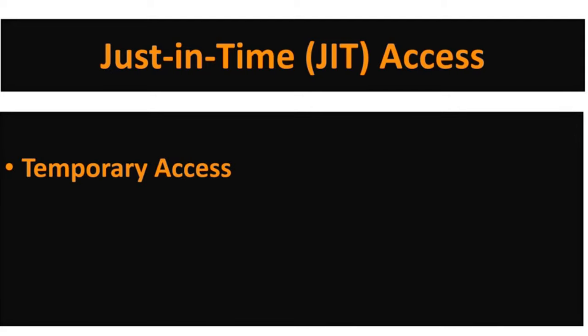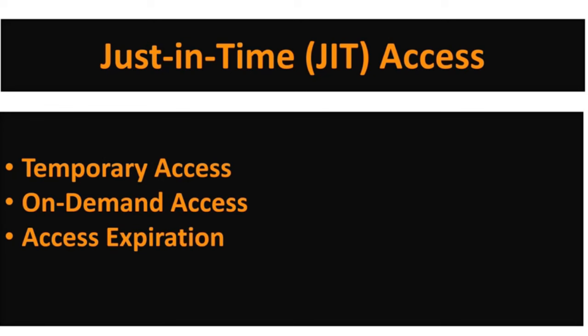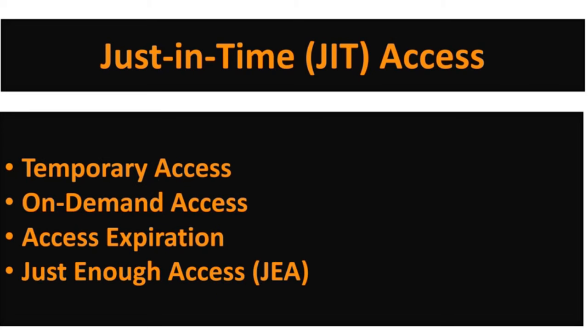Let's see some of the key features of just-in-time access. First one is, like I mentioned, temporary access. Access is granted only for a specific period or session. Next one is on-demand access. Users request access only when it is needed, and usually this undergoes approval and logging. Next is access expiration. So access automatically expires after the specified period. So there is no need for manual revocation of access. Next is just enough access.